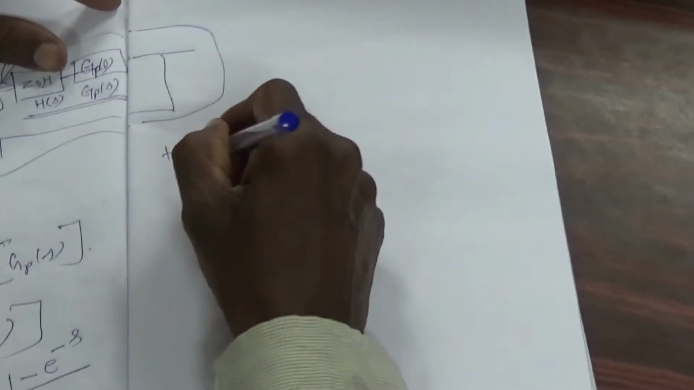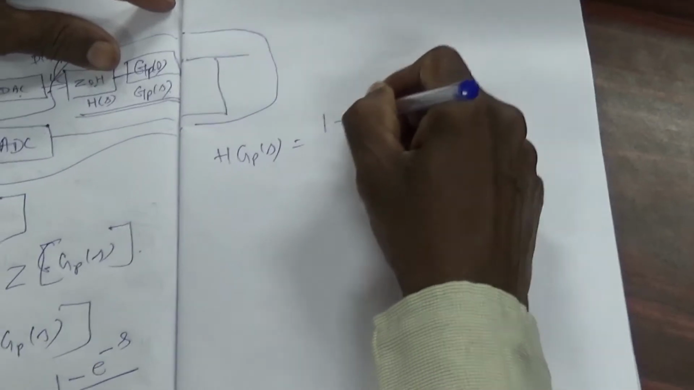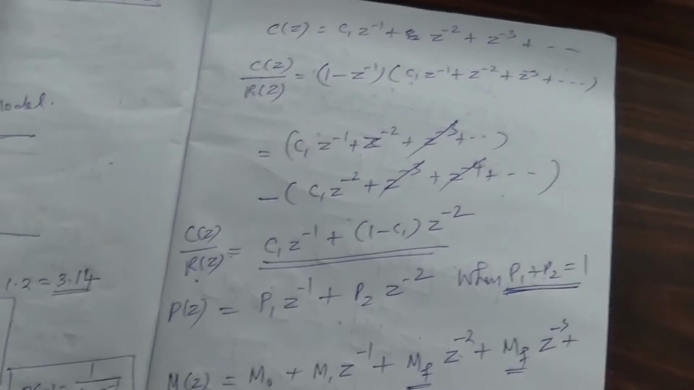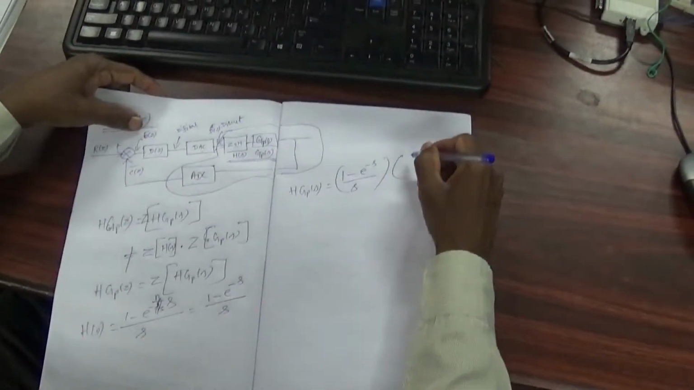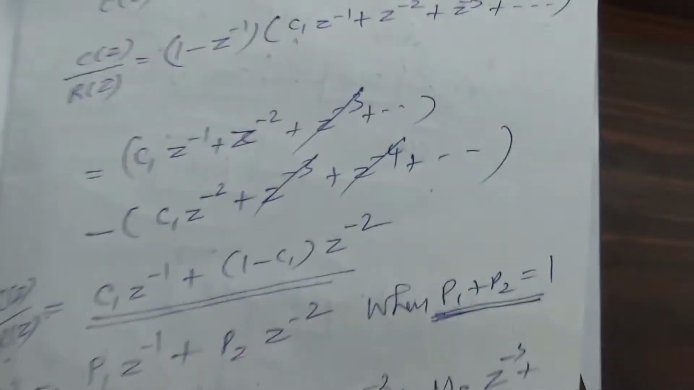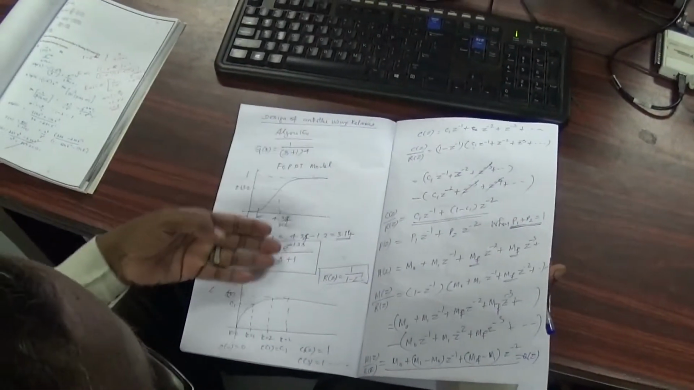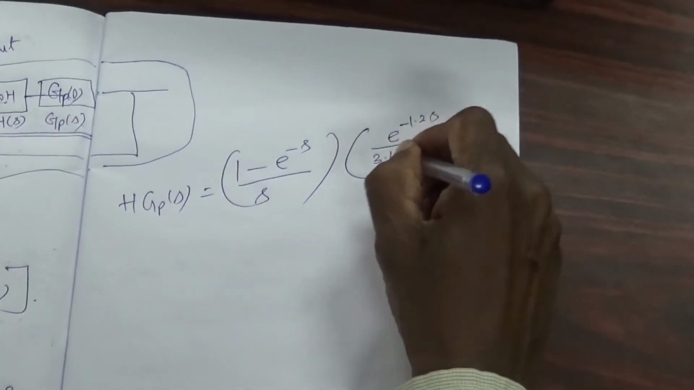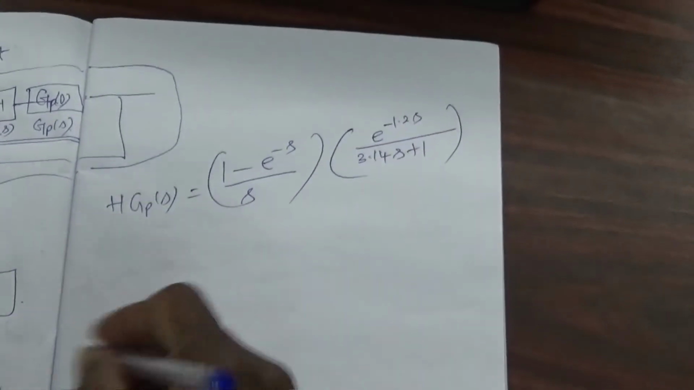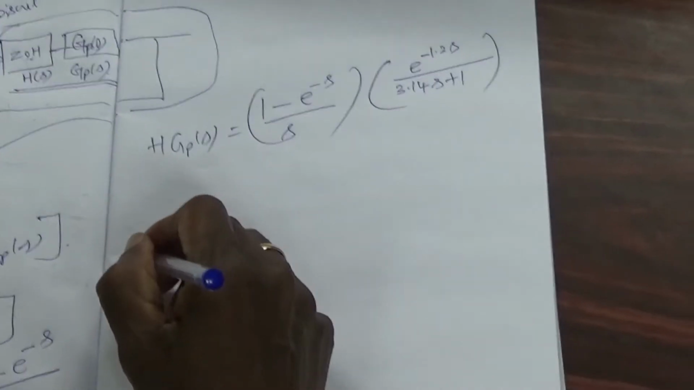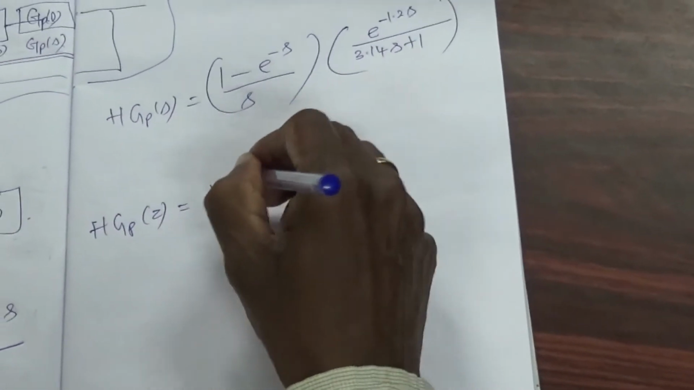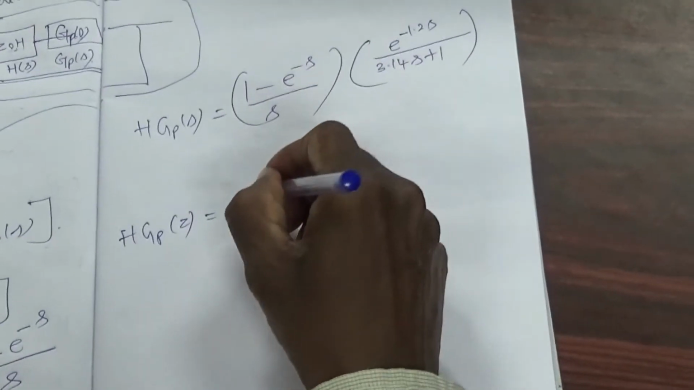So HGP of S equals 1 minus e power minus s upon s multiplied by the model of the process, which we already got. That is, we cannot use 1 by (s plus 1) to the power 4 directly. We need the model of that design the controller. That's why e power minus 1.2 s upon 3.14 s plus 1. If we take the Z transform of this, HGP of Z equals 1 minus, this can be found separately, 1 minus z power minus 1.